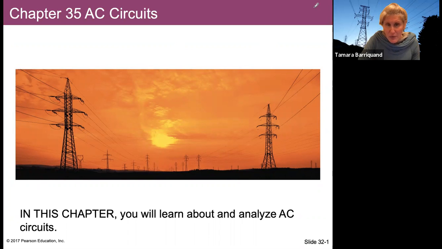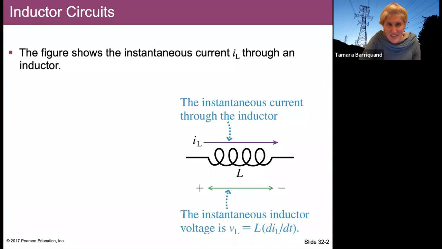Now we're going to look at what happens if we have an inductor in an AC circuit, and we'll look at RLC circuits. Let's start by looking at an inductor. This figure shows the instantaneous current, little i sub L, through an inductor. So here's our instantaneous current, little i sub L, through our inductor.